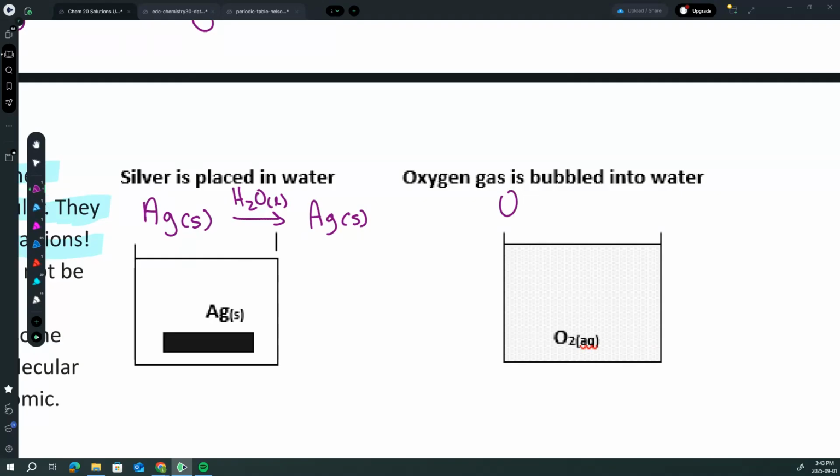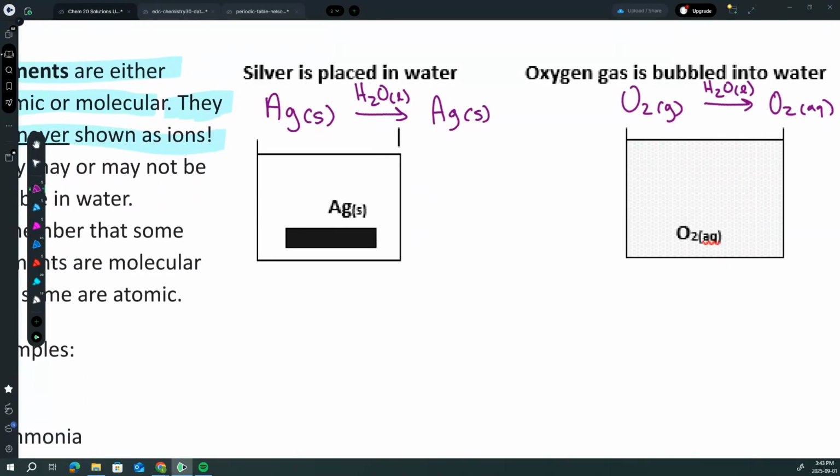And what's happening here is we have oxygen gas being bubbled through water. So it becomes aqueous. Essentially, solid elements are not going to dissolve in water. However, if the element is gaseous or liquid, yes, it's going to dissolve in water. So let's write that down.